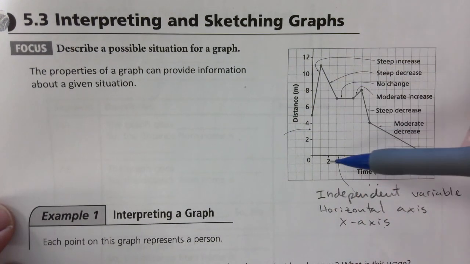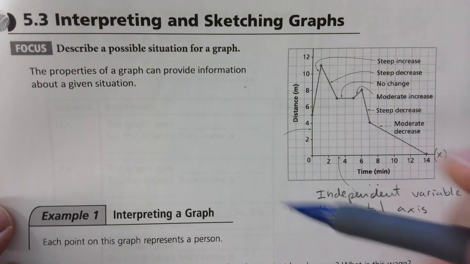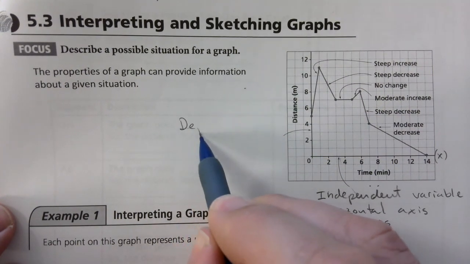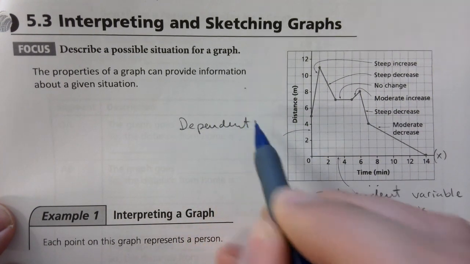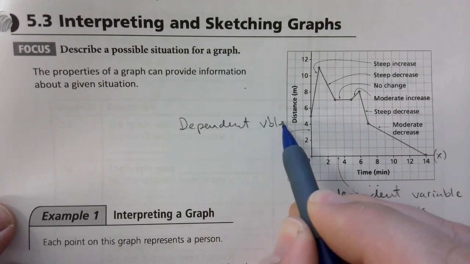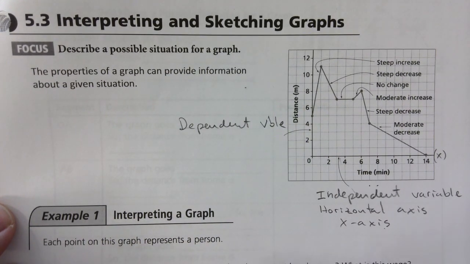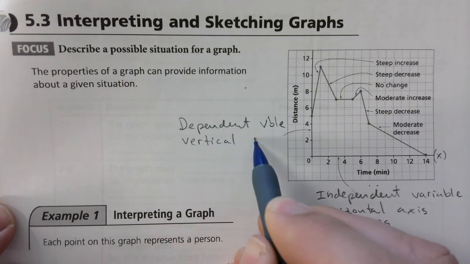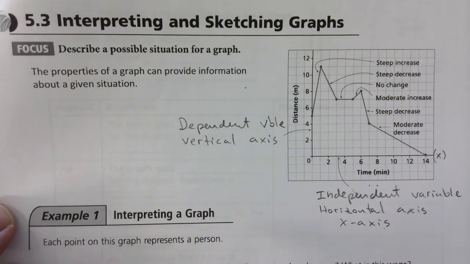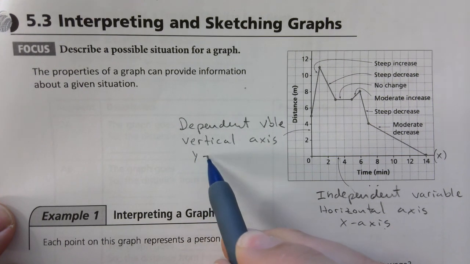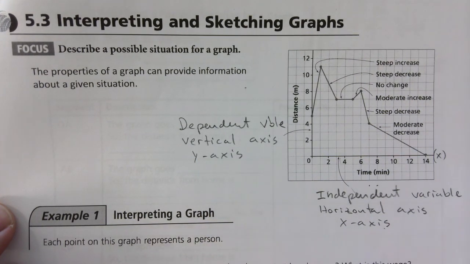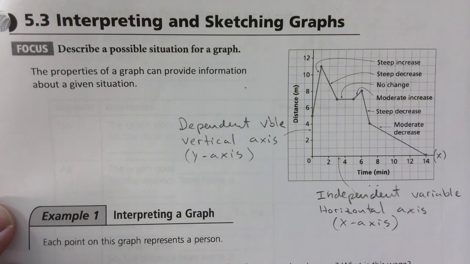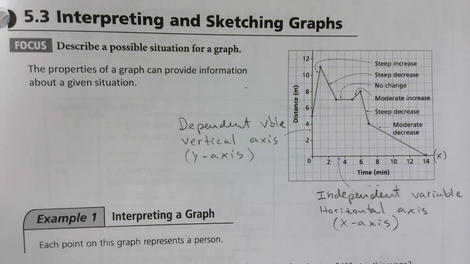This one here, the y, right? This is called the dependent variable. Okay. It's also referred to as the vertical axis and also just the y-axis. Okay. We can put that one in brackets like that.